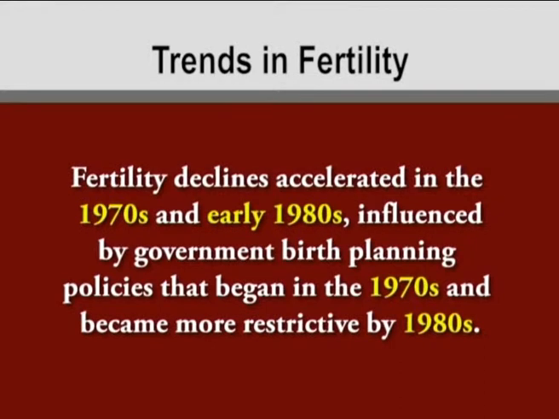Fertility began to decline in the 1950s and 1960s, probably because the Chinese government began to pay attention to urban fertility rates and because couples began to want fewer children. Fertility declines accelerated in the 1970s and early 1980s, influenced by government birth planning policies that began in the 1970s and became more restrictive by the 1980s.